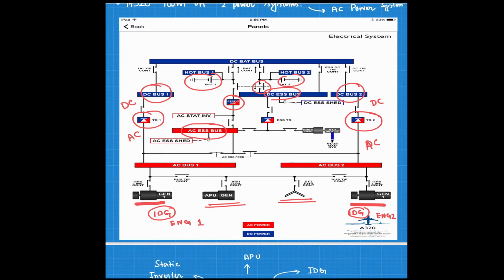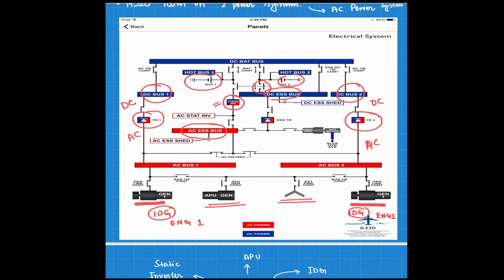This is a very interesting component actually. At the time of cold and dark startup, when each and every system is off, this guy has a very interesting role. The batteries are both on. To run the AC essential components, you can see that the batteries are connected to the DC essential bus.